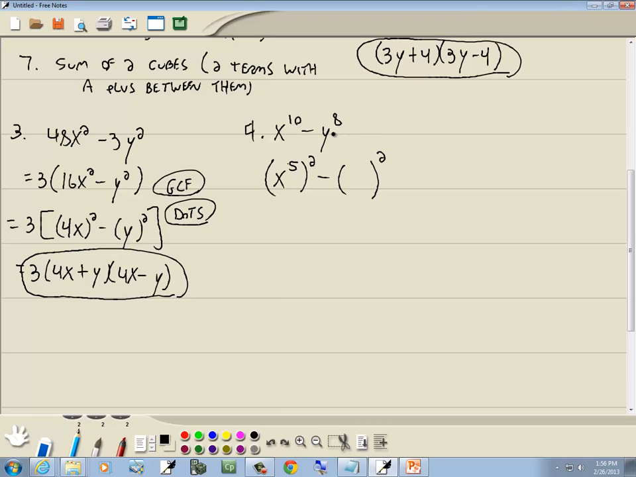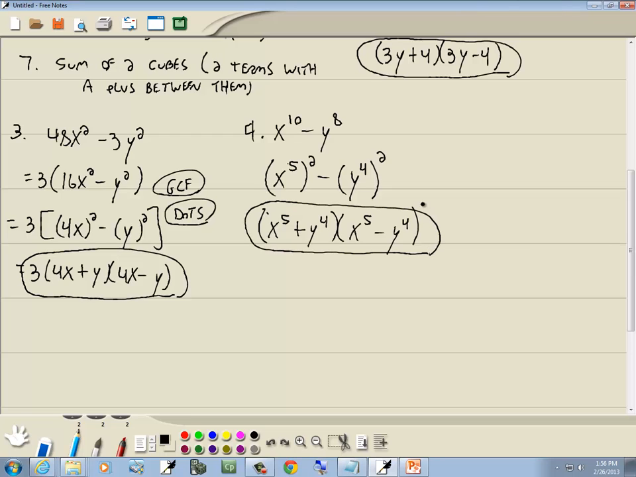On this one, what times itself gives you y to the 8th? Well, if I take 8 divided by 2, that gives us 4. So we're going to have y to the 4th. So we wrote it as something squared minus something else squared. So we'll take what's inside our first set of parentheses, we add what's in our last, and take what's inside our first, and we subtract what's in our last. And that would be our answer.